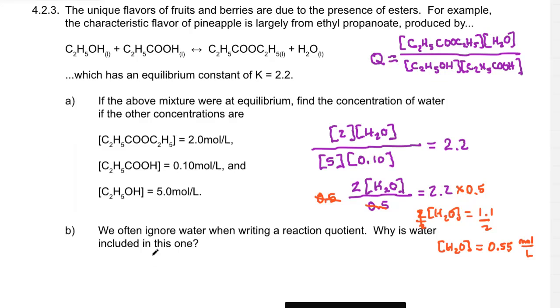Part B, I guess we pretty much covered this. Water is included in this reaction because it has the same state as everybody else. When you have aqueous, aqueous, aqueous, and then liquid water, the water is left out. If you have liquid, liquid, liquid, liquid, that means the water should stay in. And you remember in our previous examples, we had gas, gas, gas, and then water gas, as in steam. When the states all match like that, that's an indication that the water should be left in.